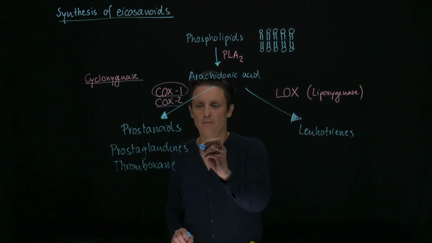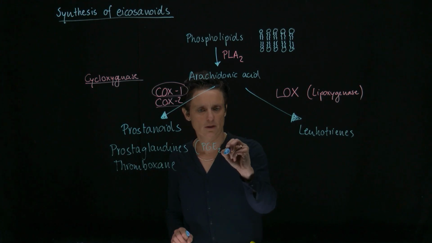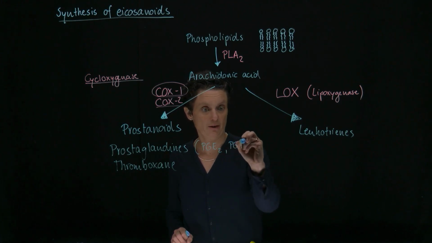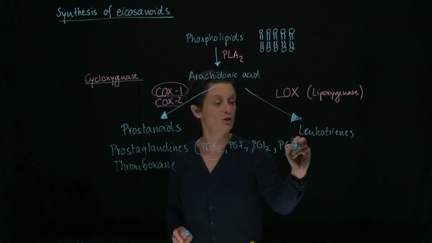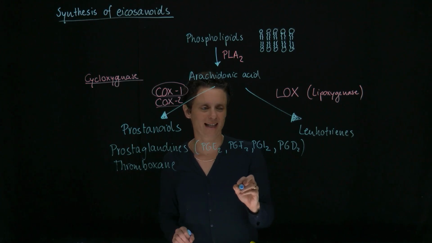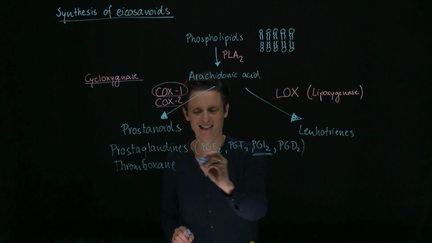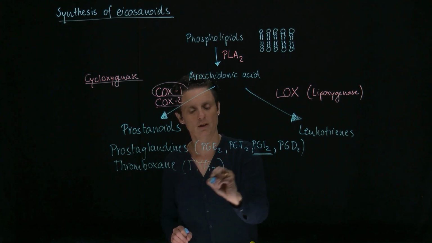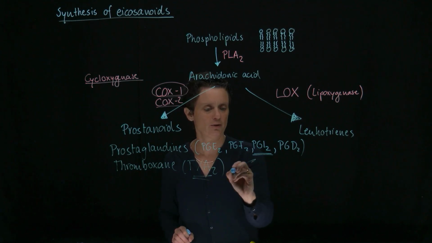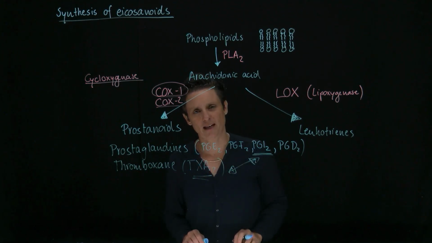There are many different prostaglandins. So there's prostaglandin E2, there's prostaglandin F2, there's prostacyclin, there's prostaglandin D2. So many different prostaglandins. We are going to mainly focus on prostacyclin. And then thromboxane, we have thromboxane A2, which is an important one. So those two are going to play an important role as it relates to their vascular effects.